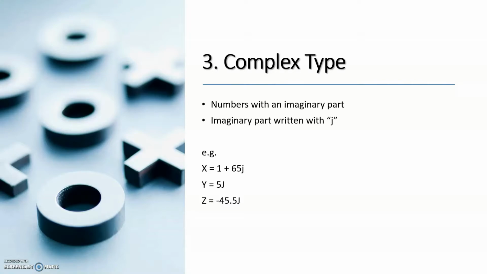So, for example, we have x equals 1 plus 65j, or y equals 5j, z equals negative 45.5j. It just has to be a number accompanied with an imaginary part. Once you add that imaginary part, which is j, Python recognizes it and characterizes it as a complex type. And remember, I made a mistake in y and z. The j is supposed to be lowercase, not uppercase. Python won't recognize the uppercase because Python is very case sensitive.